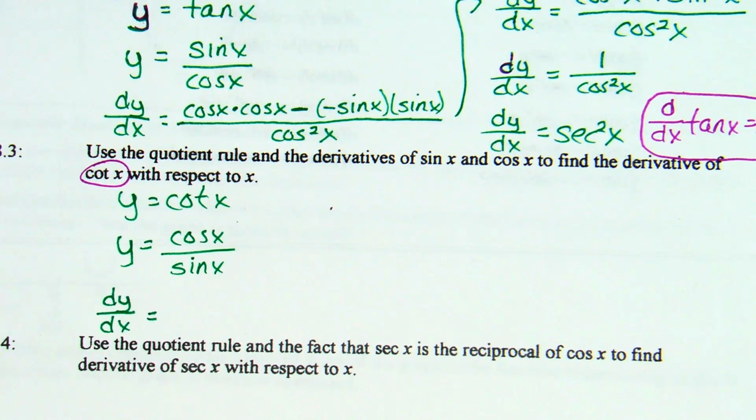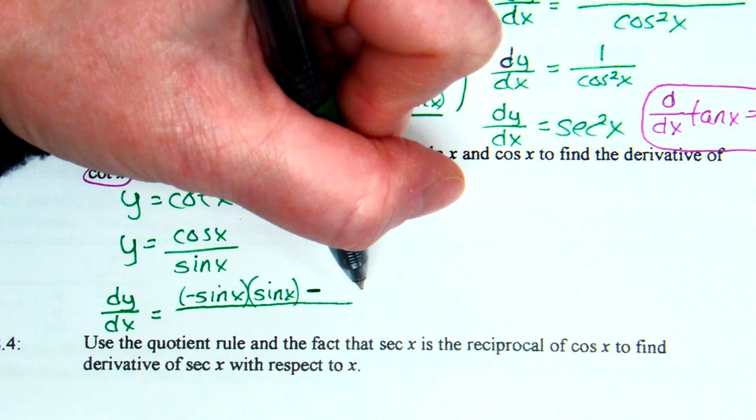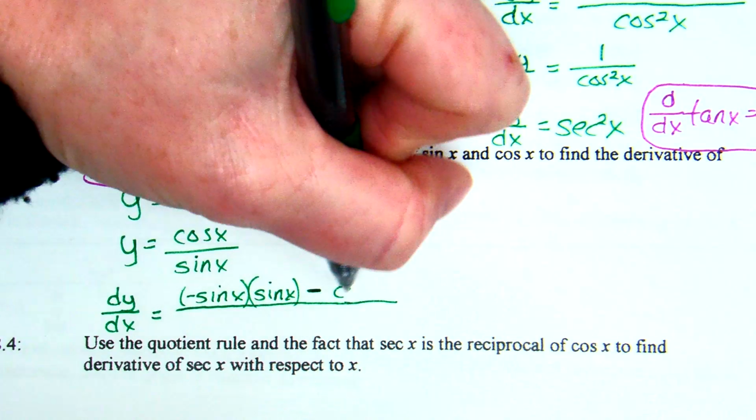Derivative of the top. So derivative of cosine is negative sine x times the denominator, which is sine x. And then what? Minus. Now it's derivative of the denominator. So derivative of sine x, cosine x, times the numerator as is, which is cosine x, all over denominator squared, sine squared x.